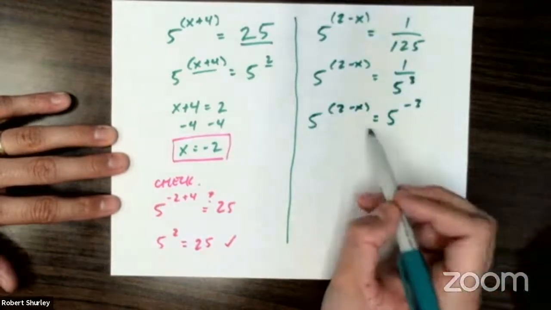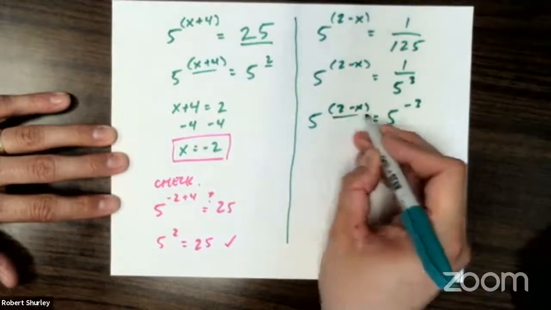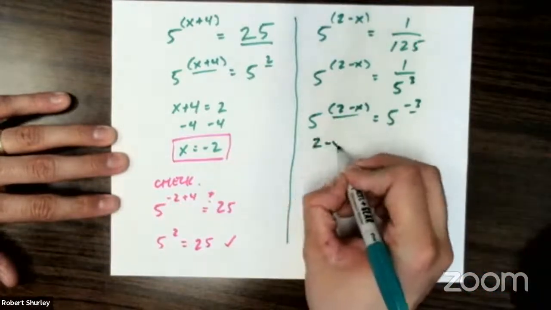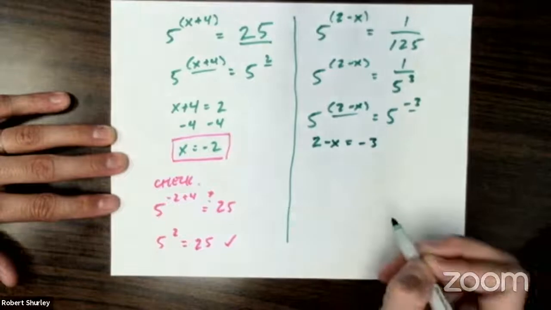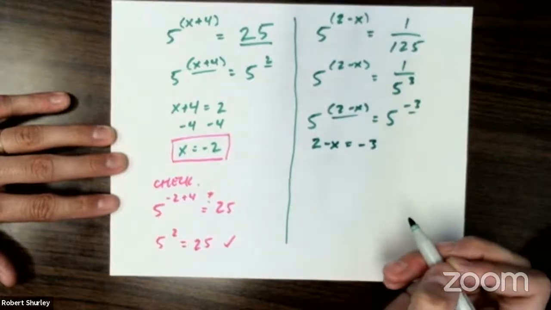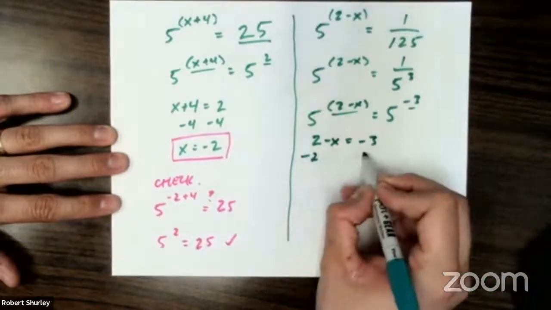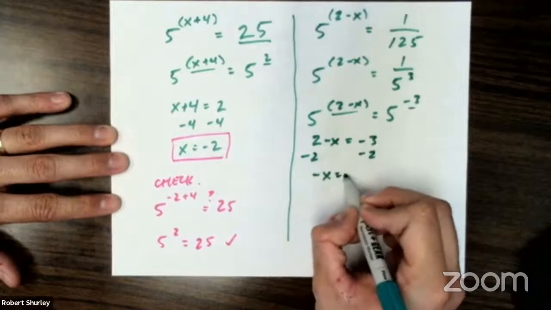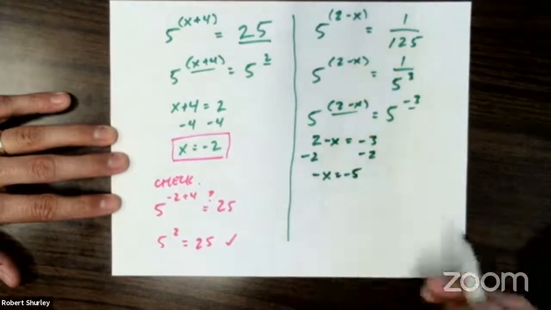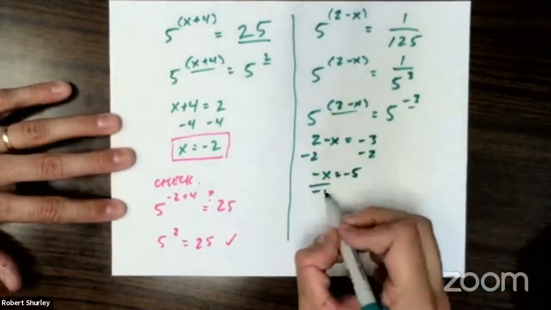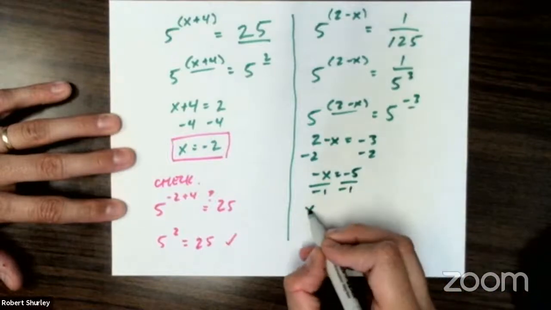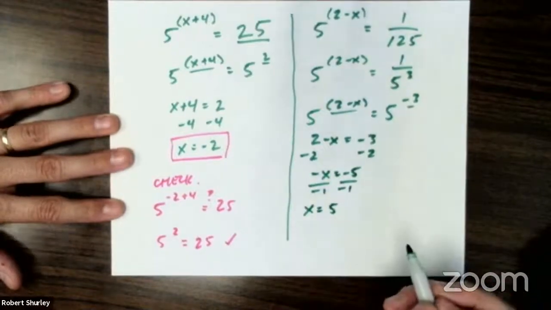Now look, I've got the same base. Now I can set each one of those exponents equal to each other: 2 minus x equals negative 3. Pretty cool. Now I've got to solve for x. So subtract the 2, and I end up with negative x equals negative 5. I need to get the negative to go away, so I get x equals 5.